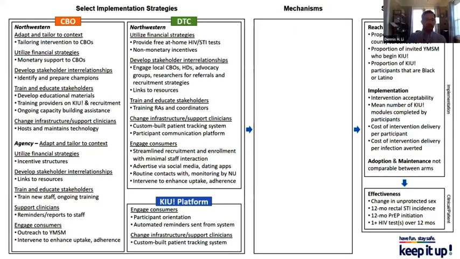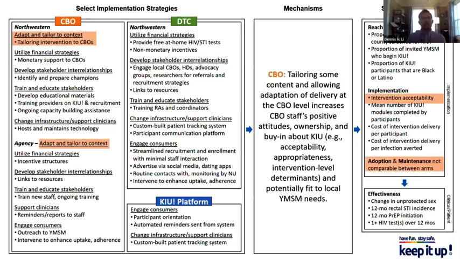On the left-hand side, you'll see I removed all the determinants, but you'll see the CBO strategies compared to the DTC strategies. And then at the bottom, the Keep It Up platform is an interesting, unique aspect of eHealth in which you can build in some of the strategies into the intervention itself. And I'll kind of explain how that happens.